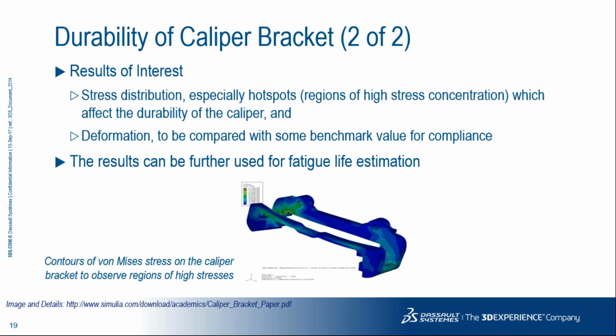Once the analysis is completed, we will check for the stress distribution. You can see the stress distribution as well, and especially we will check for stress hotspots, as this will affect the durability of the caliper. The deformation of the caliper will be measured at critical points and compared with some of the standard experimental benchmark values for compliance. The caliper should not deflect more than a particular value, which would indirectly increase the brake response time. Later on, these results can be further used for fatigue life estimation, which we are going to look into in the coming slides.